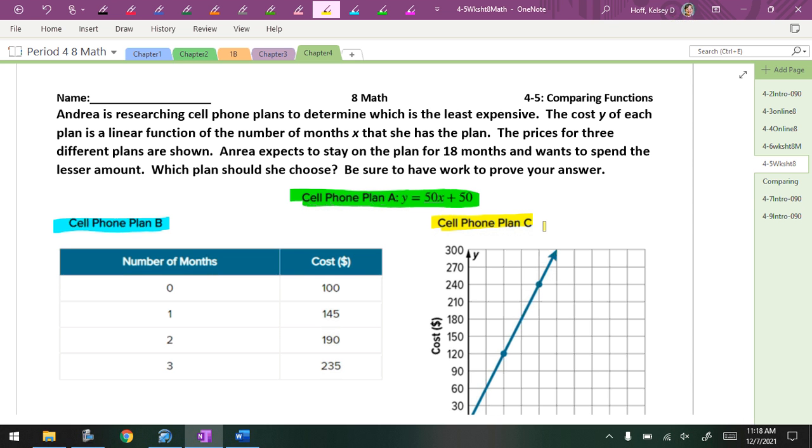How are we going to know which plan is going to have the least cost for 18 months? What are we going to have to do here? Bingo. We're going to have to find the initial value and the rate of change for all of them, which is like, seriously? Okay, but look at plan A. It's done, yes? Plan A's equation is already written for us, so we don't have to worry about that.